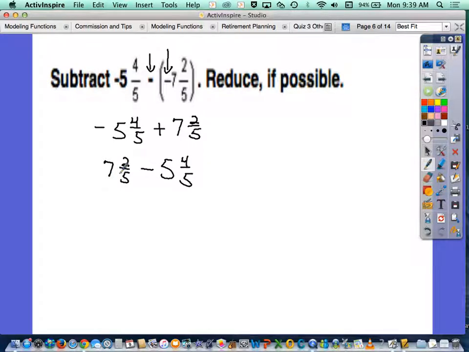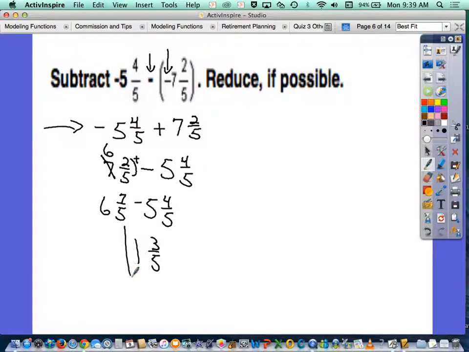So how do we rename the 7 2/5? You take 1 from the 7, and then you add the 2 and the 5 together. 6 7/5 minus 5 4/5. Then you subtract the numerators. 7 minus 4 is 3. 6 minus 5 is 1. Now we got to go back to the original and decide should it be positive or negative. Positive, because the positive number is a greater distance from 0 than the negative. So 1 3/5. We got a lot to think about here, a lot going on.